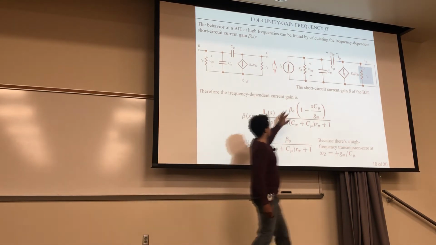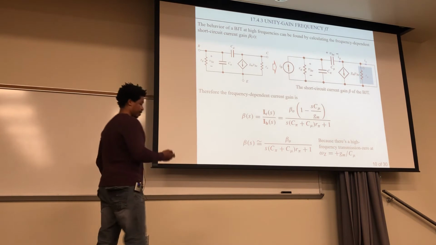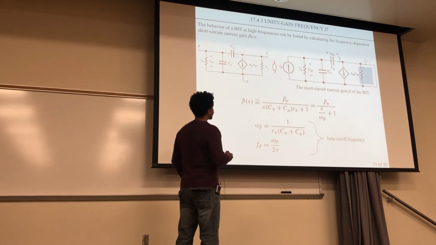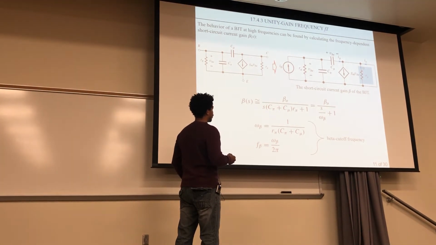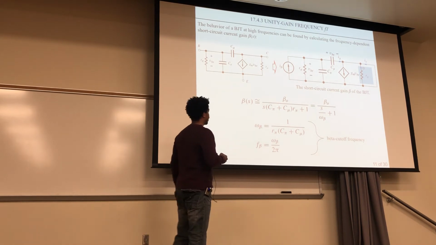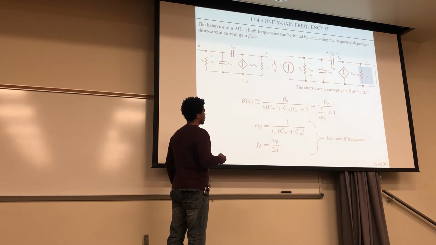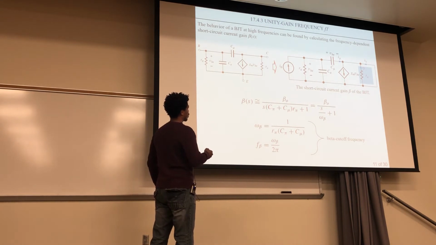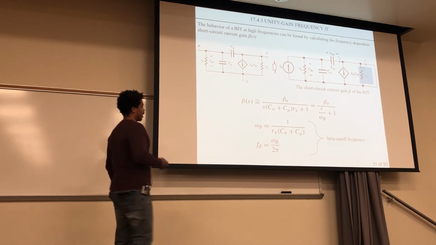Okay, so now this expression right here, you can cast it into this form, by making the substitution of omega beta right here being 1 over r pi times C pi plus C mu. So that's what this expression is right here. And also if you want to put it in hertz, you write it like that. So this is called the beta cutoff frequency. Okay? That's what this is right here.